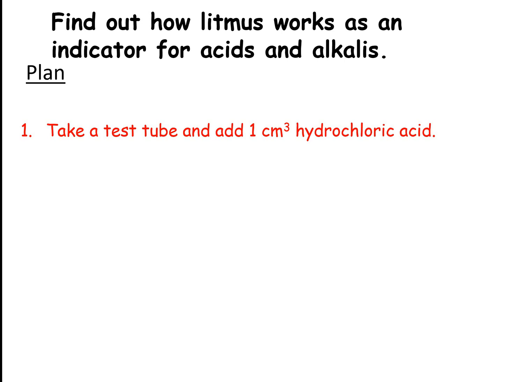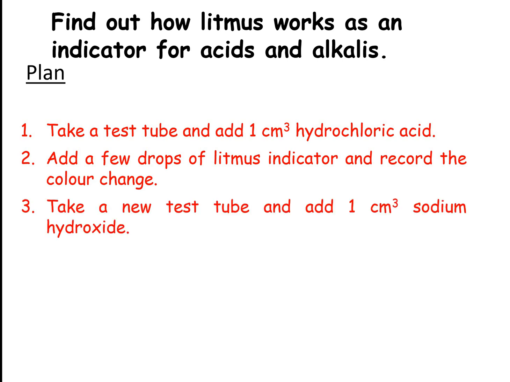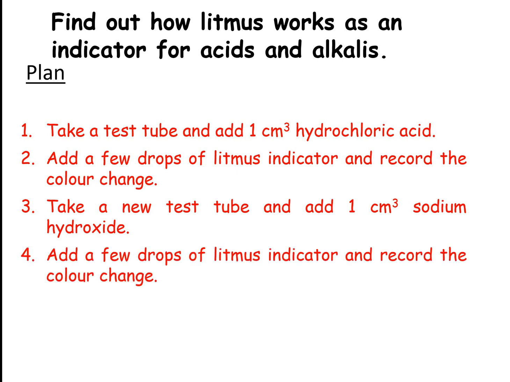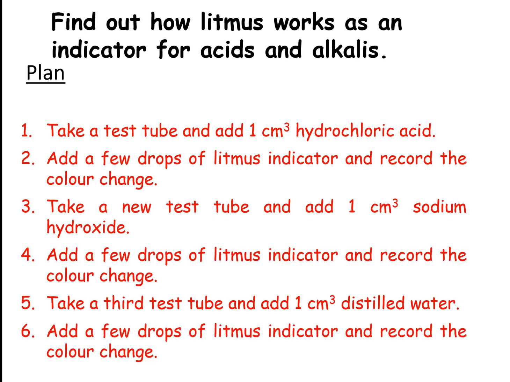So I put 1, take a test tube and add 1 centimetre cubed hydrochloric acid. 2, add a few drops of litmus indicator and record the colour change. 3, take a new test tube and add 1 centimetre cubed of sodium hydroxide. 4, add a few drops of litmus indicator and record the colour change. 5, take a third test tube and add 1 centimetre cubed distilled water. And 6, add a few drops of litmus indicator and record the colour change.